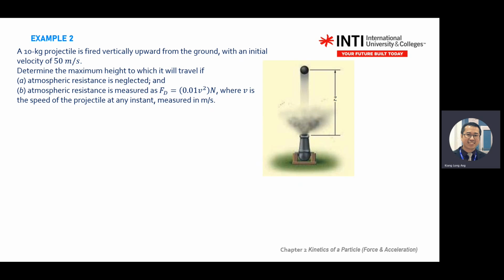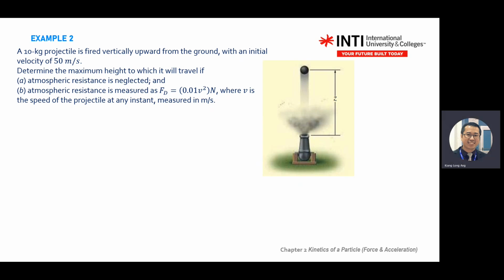Determine maximum height. We have 2 scenarios. One, ignore atmospheric resistance with no friction. Second one, with friction, you're given a friction force, one equation, 0.1 V squared. This is an engine dynamics question, and you won't see this one in statics. So in dynamics, you deal with a lot of equations and lots of unknown parameters, where V is the speed of the projectile at any instant.